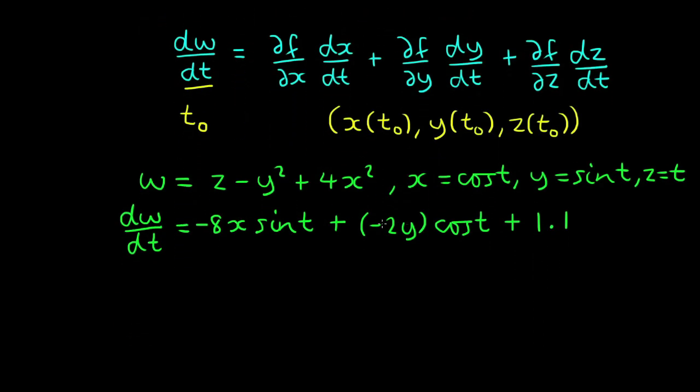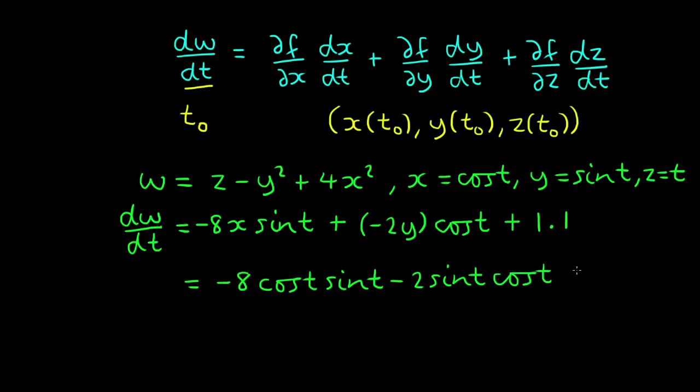And substituting for x and y, we get minus 8 by cosine t sine t, minus 2 by y, which is sine t, by cosine t, plus 1. So that gives 1 minus 10 sine t cosine t, which by the trig identity is 1 minus 5 sine 2t.